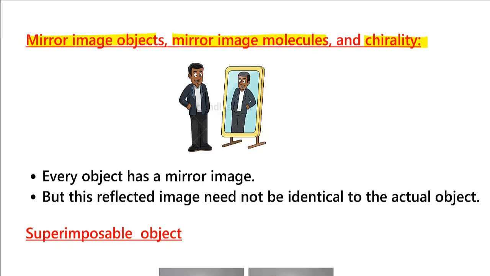Now the question is when they will be the same, when I can superimpose the mirror image on the object. There is one possibility: if I have symmetry, then left and right don't matter. When either left becomes right or right becomes left, still both are the same, so I can superimpose the mirror image on the object. So if I have symmetry in my object, the mirror image will be superimposable on the object. But if my object lacks symmetry, the mirror image cannot be superimposed on the object.